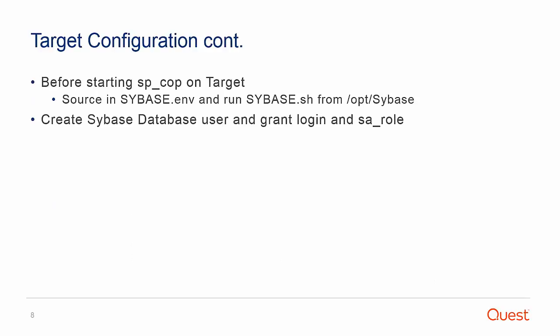Before starting the spcop on target, run and source the Sybase environment file sybase.env from the /opt/sybase folder. Run the sybase.sh script from the same location, and this script will set the correct LD library paths for the ODBC library files. After this, create a Sybase database user and grant login and SA_role to the user.